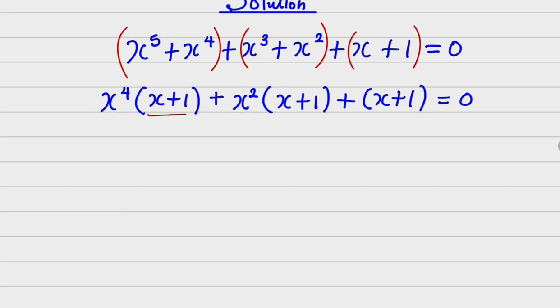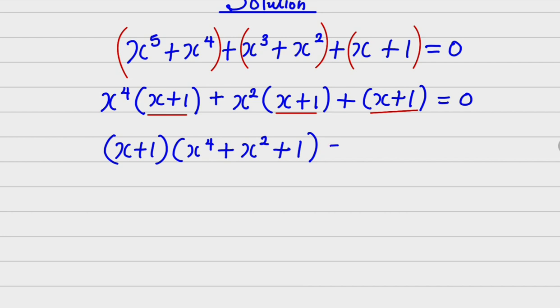Now I have x plus 1 here, x plus 1 and x plus 1. So I'm going to factorize it so that I'm going to have x plus 1. This is going to be x raised to the power 4 plus x squared, then plus 1 is equals to 0. Now I need to solve this question.